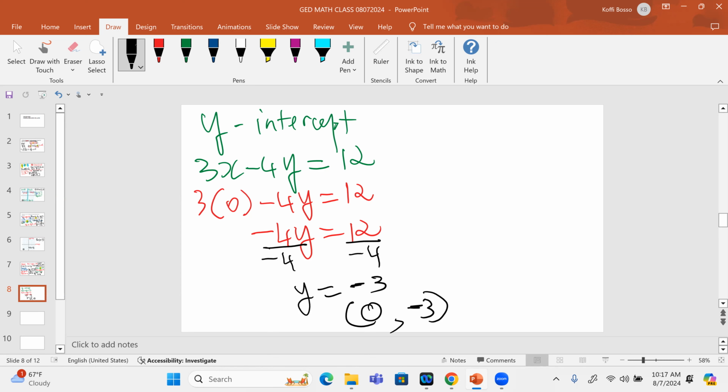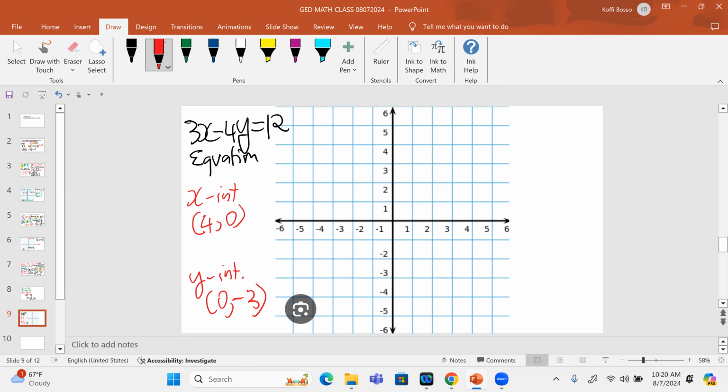Okay, now the next question is that we're going to graph this line by hand. We're not going to use a computer to do that. We're going to do this by hand. So how do we do that? Can we plot these 2 points on the axis here? So the first one, 4, 0, is going to be somewhere here.